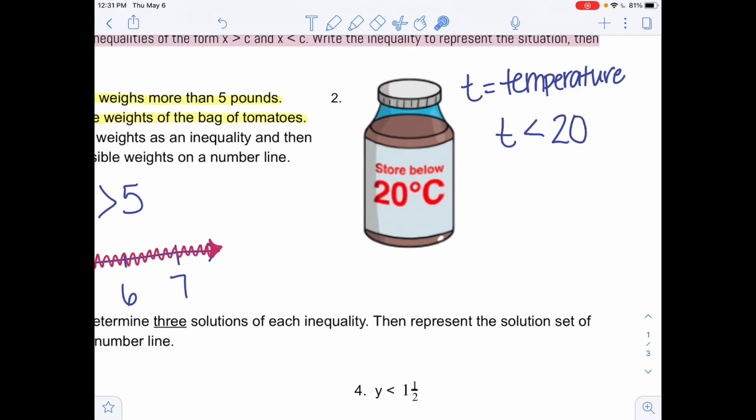I'm going to take this inequality and now draw my number line, placing 20 in the center, picking my next two numbers above and my two numbers below.